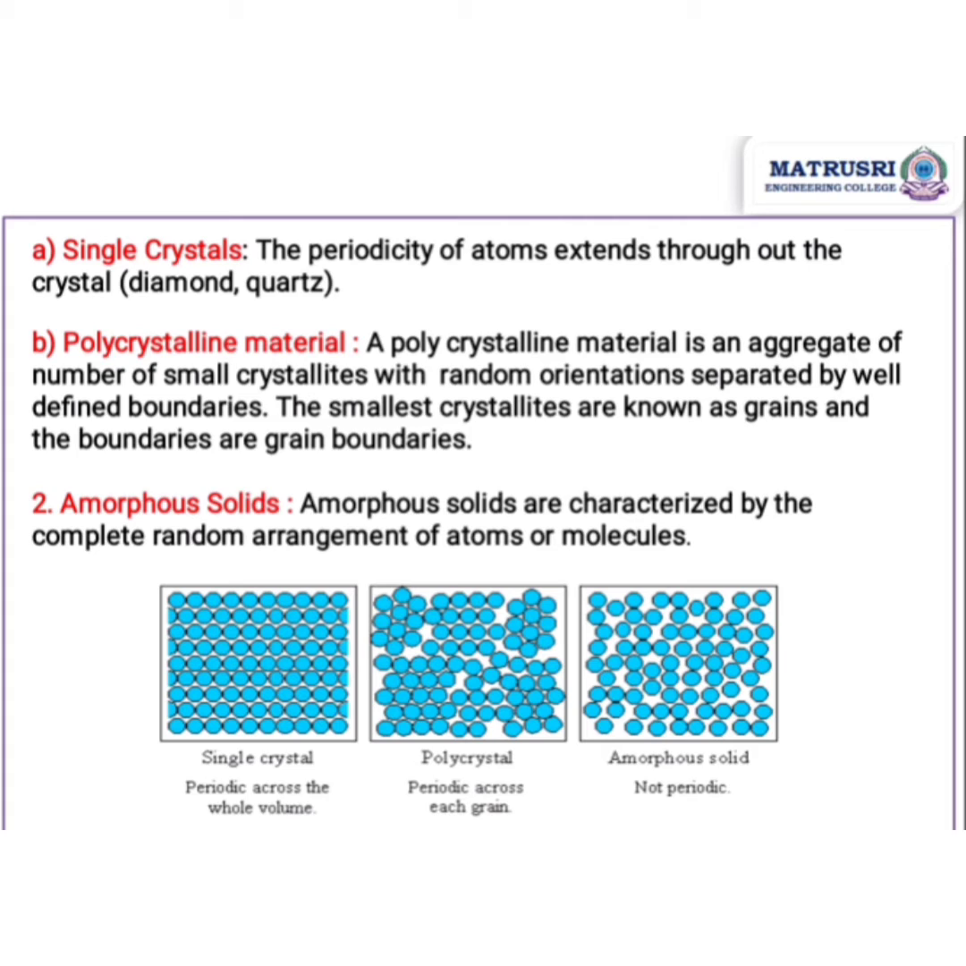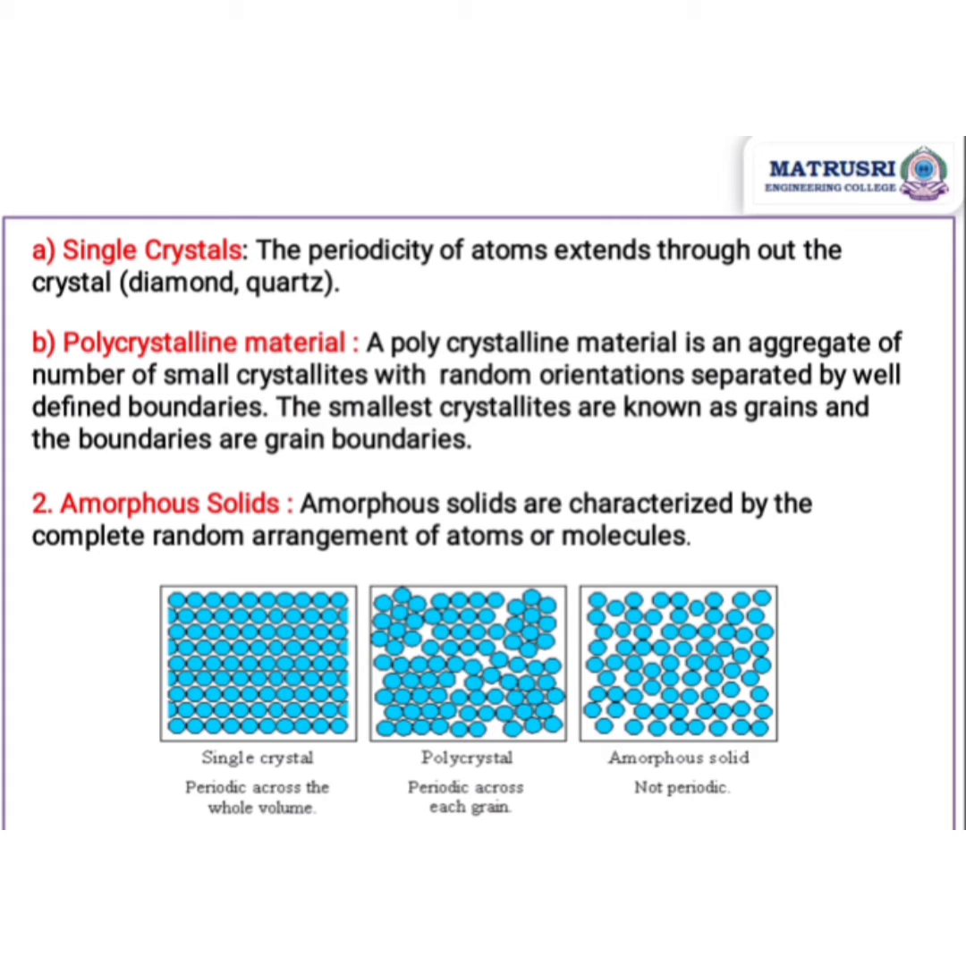Another category of crystalline materials is polycrystalline. A polycrystalline material is an arrangement of a number of small crystallites with random orientations, separated by well-defined boundaries. Simply, I can say they have grains with clear grain boundaries. These are called polycrystalline materials. You can see in the diagram that polycrystalline materials have different grains when compared to single crystalline.